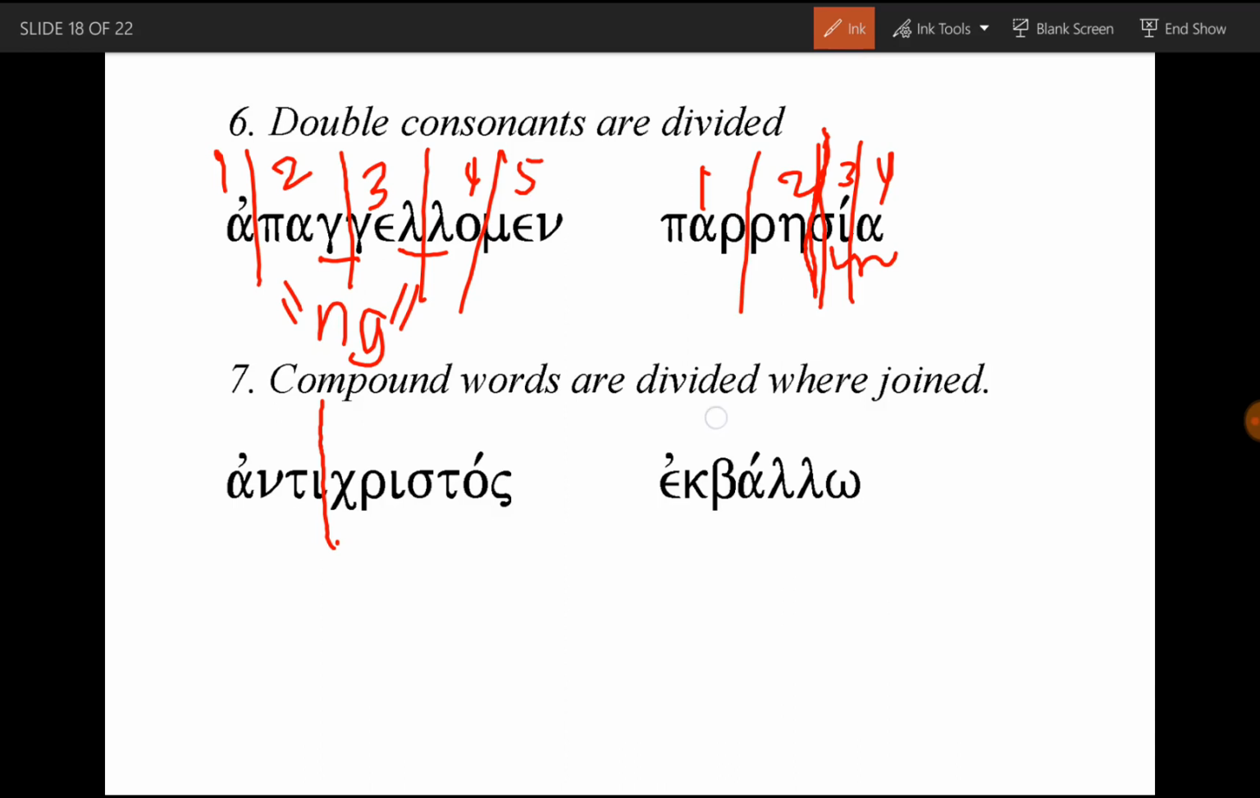And then this is ekballo. This is a preposition ek, which means out. Ballo means throw. Ekballo means throw out. So we know that there's going to be a syllable break there. But how many vowels are there? 1, 2, 3, 4. So this is anti-Christos. And then how many vowels here? 1, 2, 3. And this is ekballo. And that completes the rules.